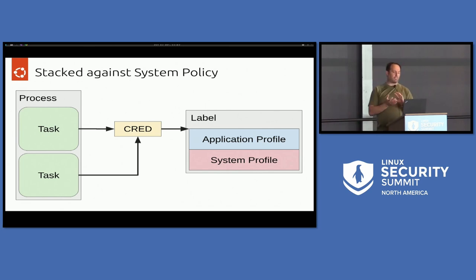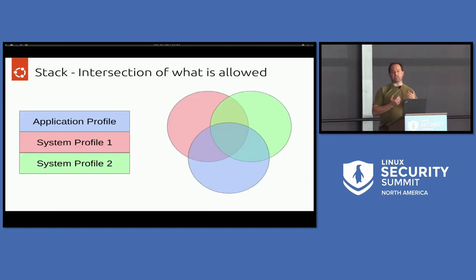Well, when we have our application policy, it's always going to be stacked against system policy. So they will both be in effect at the same time. What that basically means is that the application has the intersection of however many profiles are stacked on it. So it could be two, that's probably the most common, but it could be more than two. And what it's allowed is just the intersection of all those. With three, it would be the middle of a standard Venn diagram.